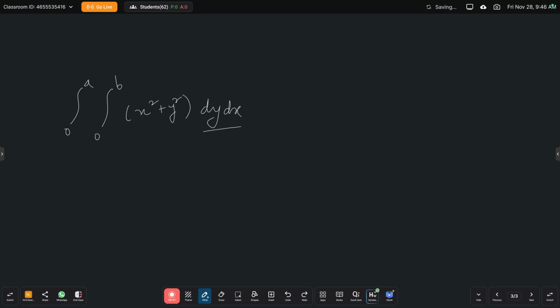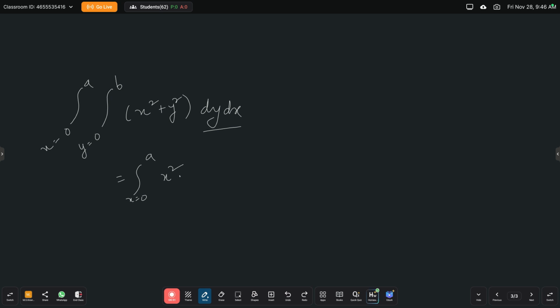So the first limits are given for y. Here y is there, so you can give the limits for y. Next x. So we can integrate first with respect to y, with x from 0 to a. We are integrating with respect to y, which means x is constant.